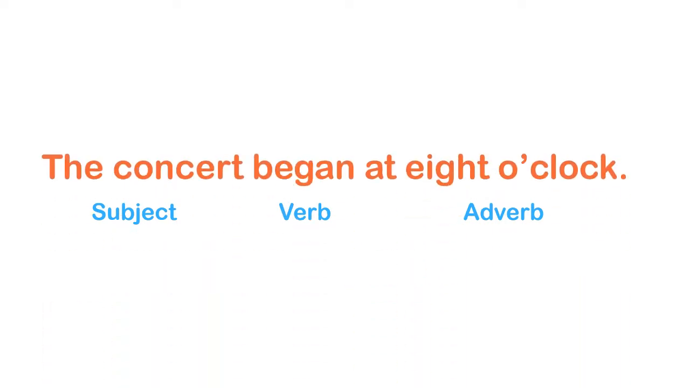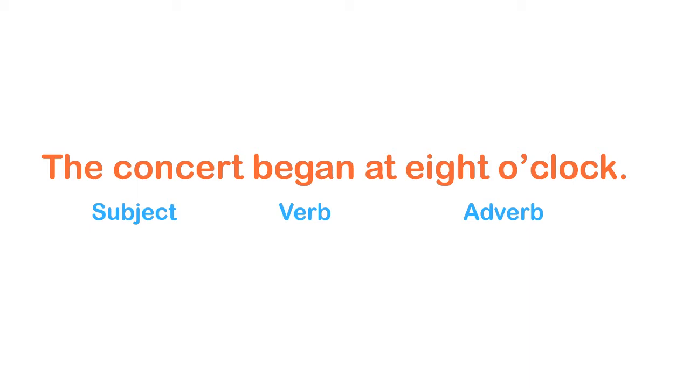Just like learning any languages, it is important for us to notice some parts of the sentences, such as the subject, the verb, and the adverb. Well, the adverb is not necessarily always there anyway, but for now, we'll also talk about the adverb. Now, let's have a look at this sentence. The concert began at 8 o'clock.